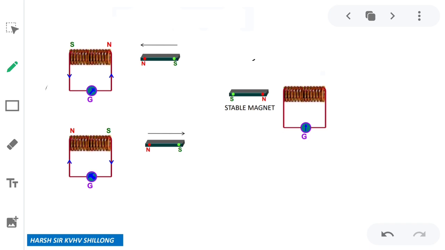I have taken the same picture of experiment 1. When north is brought closer, north is formed. When north is taken away, south is formed. When it is stable, there is no current induction. Now actually, why is north formed here? What is Lenz's law? The induced current opposes its own cause.